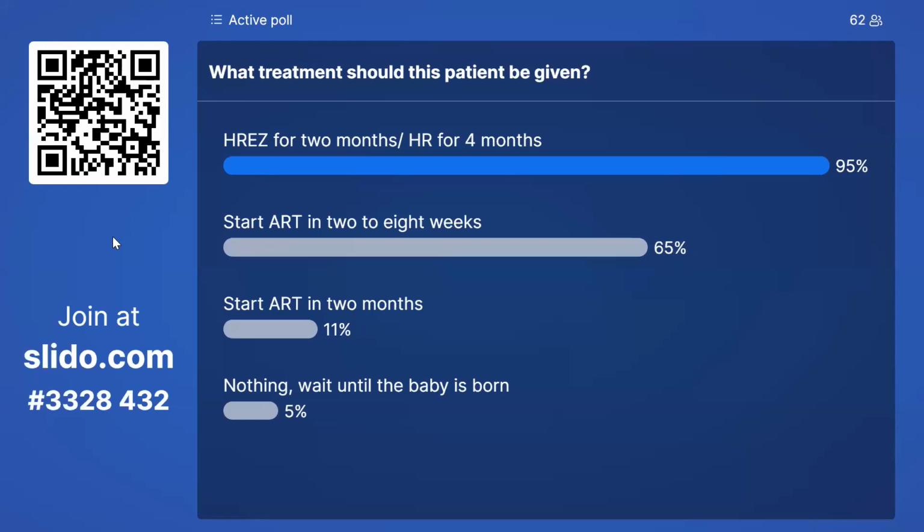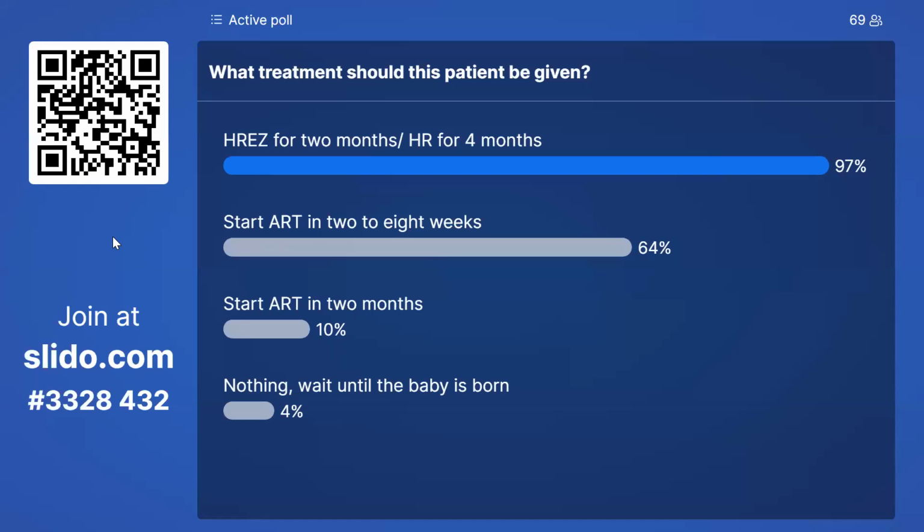And what's the value of that is that although she's 22 weeks and has a good CD4 count, what we want to do is to get her viral load to undetectable as quickly as possible. We don't want to mess around. We want to get that viral load down. So what I would suggest is we start antiretroviral therapy in 2 to 8 weeks and not wait for 2 months. In 2 months' time, she's going to be 32 weeks pregnant, which is a little bit close to delivery time for my liking.